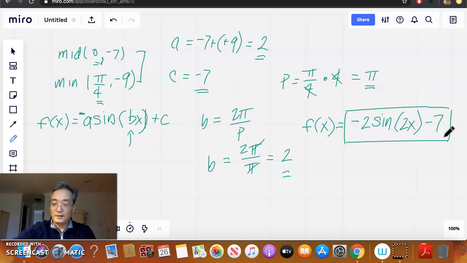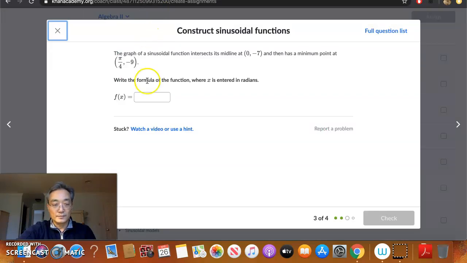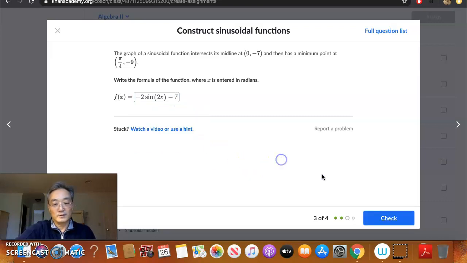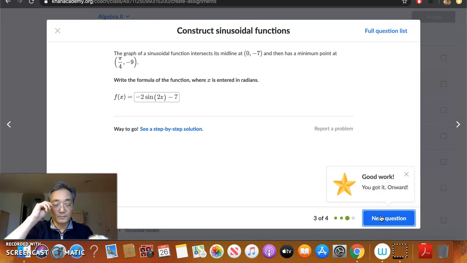So let's write that in. -2 sine of 2x minus 7. Okay, it's -2 sine of 2x minus 7. Okay, that is correct. Okay, let's do one more.